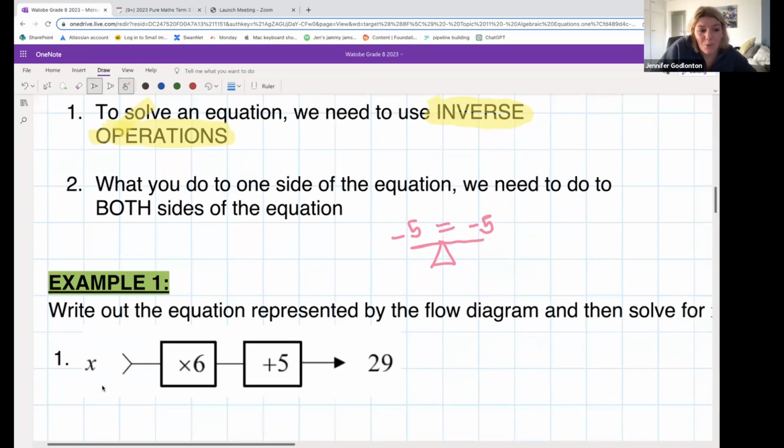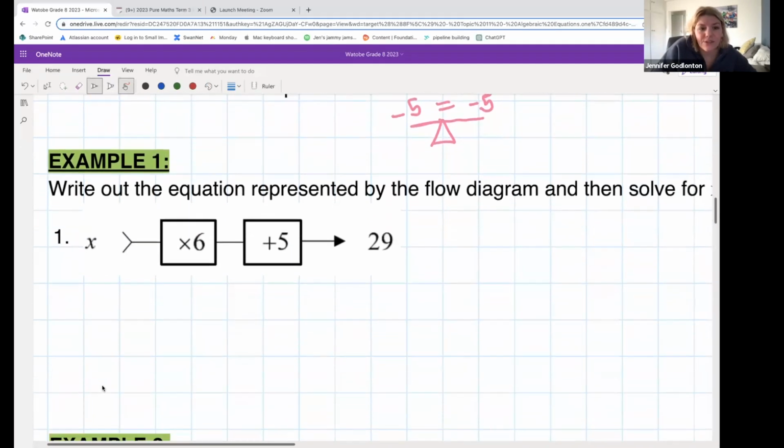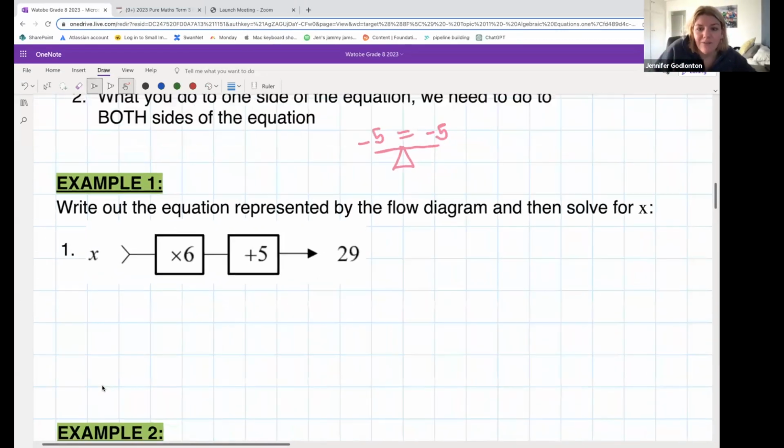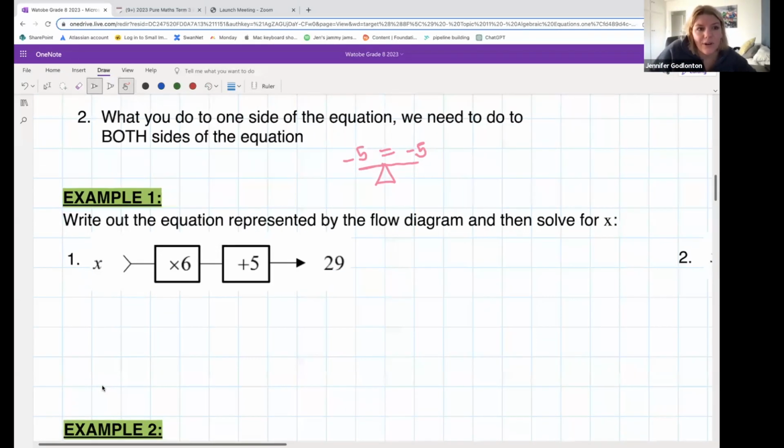So sometimes when we work with equations, a nice way to get started is by using flow diagrams. I think some of you would have done them in grade 7 in primary school. Some of you may have actually done them also this year. But flow diagrams are just a way for us to figure out what's going on. So in this, it's asking us to write the equation that is represented by this flow diagram.